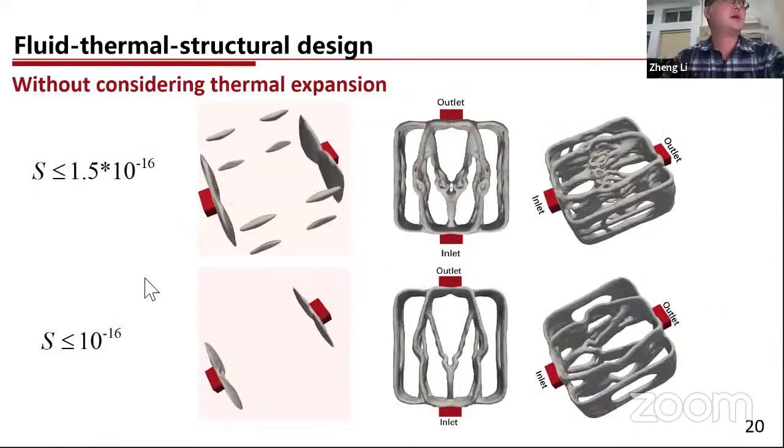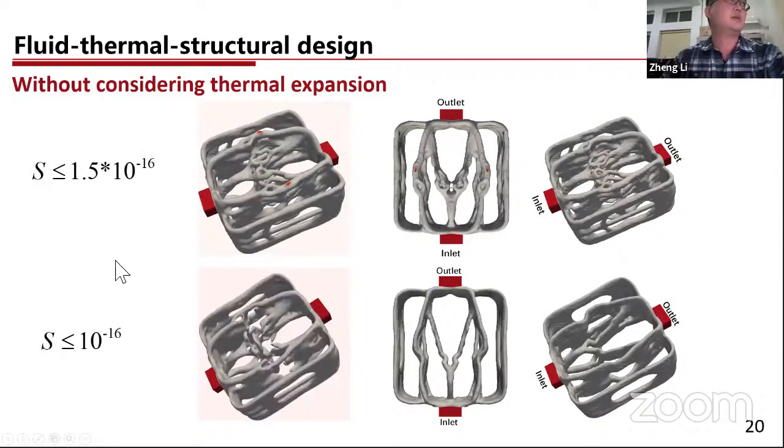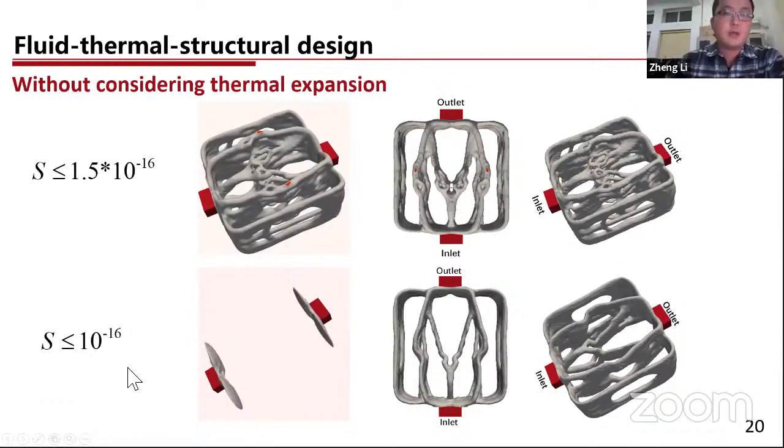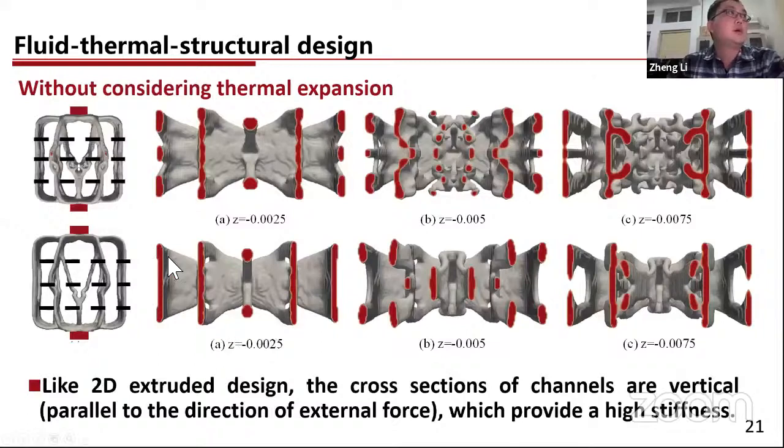Here is the result when we do not consider thermal expansions. And these two results are under different deformation constraints. In the lower one, the constraint is stricter. To show more details, I plotted the density field on three cross sections, marked with the dotted line. We can see that when the constraint is stricter, the cross sections of the channels are more vertical, which is parallel to the direction of the external force. And this structure can provide a higher stiffness.